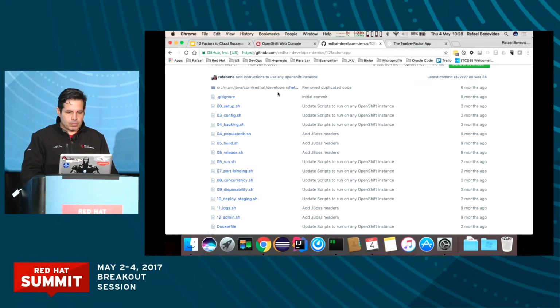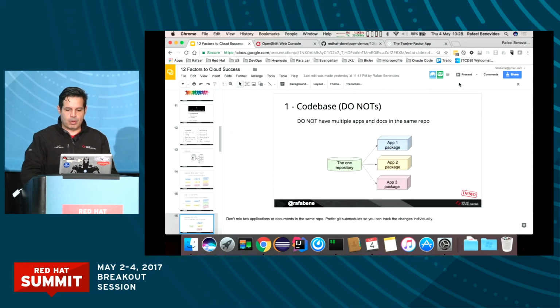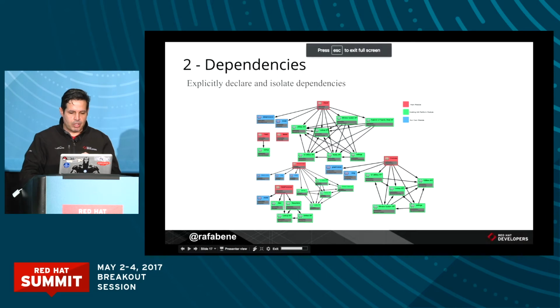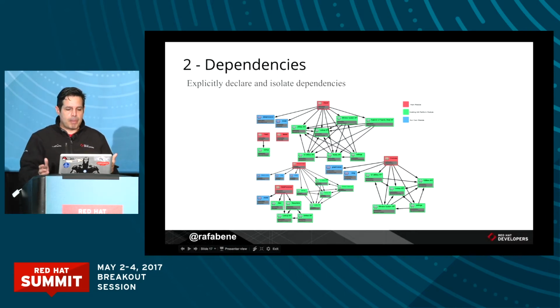But the point is, once I release this application, the same code base will be used in every other environment: development, QA, and production. Okay, so let's keep moving to factor number 2, dependencies. The title is Dependencies. It says in the brief description, explicitly declare and isolate dependencies.